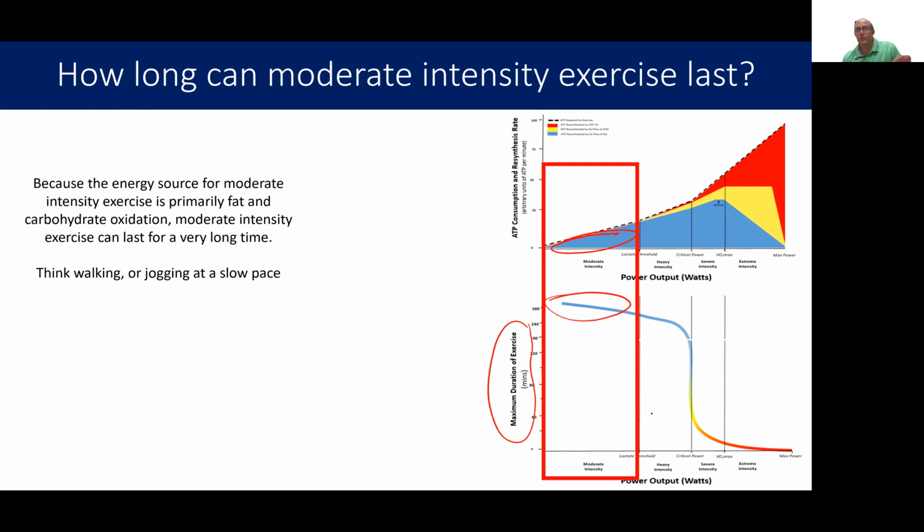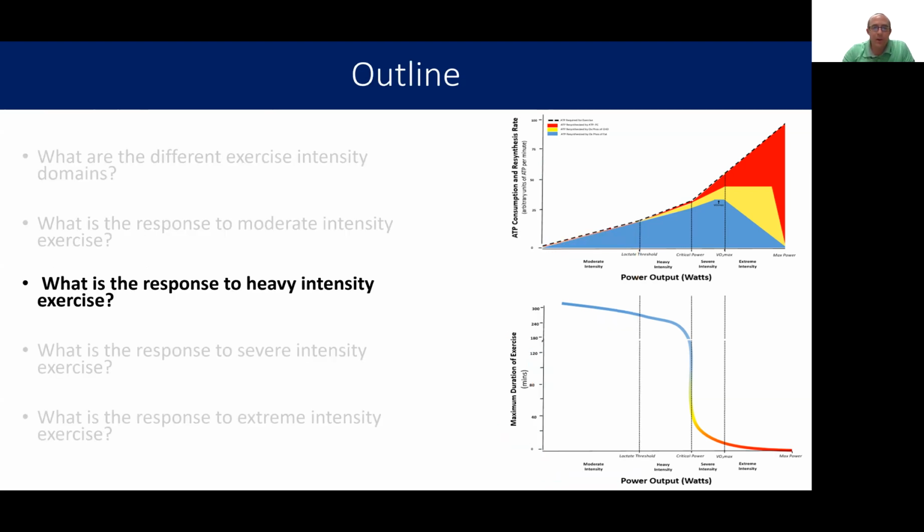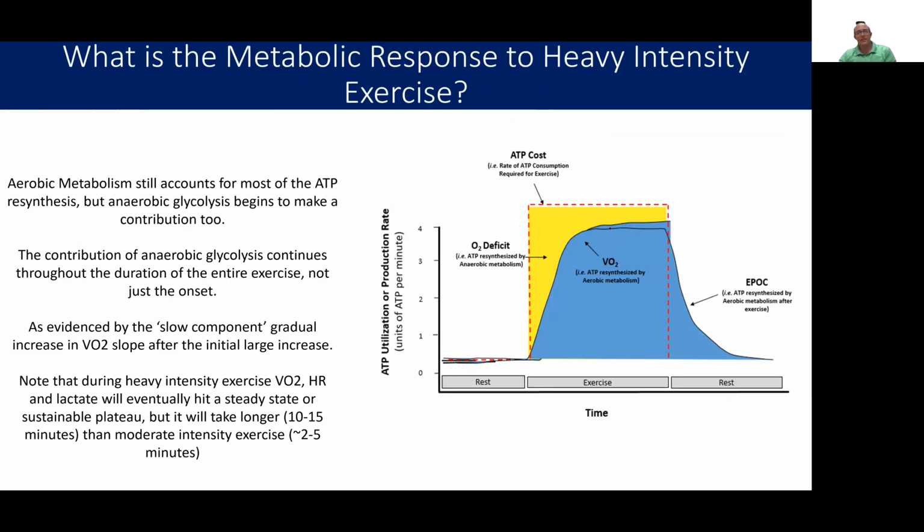Below lactate threshold, you can go for a long time. And part of the reason is because we're almost exclusively fueled by aerobic metabolism. Now, what about heavy intensity exercise? Heavy intensity exercise differs a little bit. If instead of being at 100 watts, let's say now we're at 200 watts for this heavy intensity exercise, so our ATP demand has now gone up. We need this much ATP to do our heavy intensity exercise, or 200 watts.